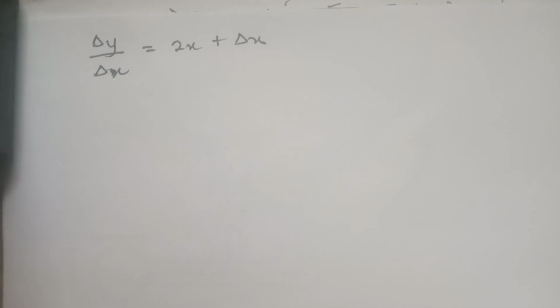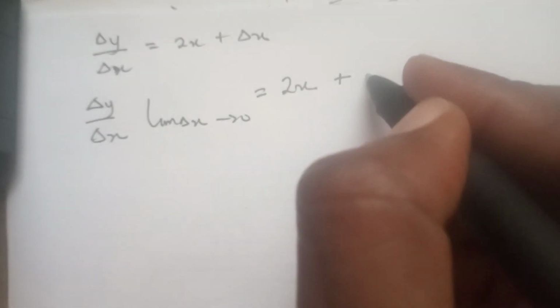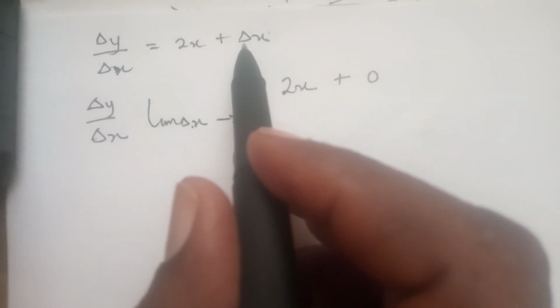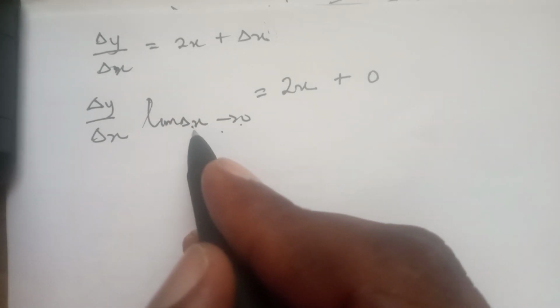So we have 2x plus delta x, but delta x is still left there on the right hand side. So what do we do? We apply the limit to it. So delta y over delta x, as the limit of delta x goes to 0, equals 2x plus 0, because we have set delta x to go to 0, so this here is going to be 0. Because of this limit, you have set this delta x to be 0.